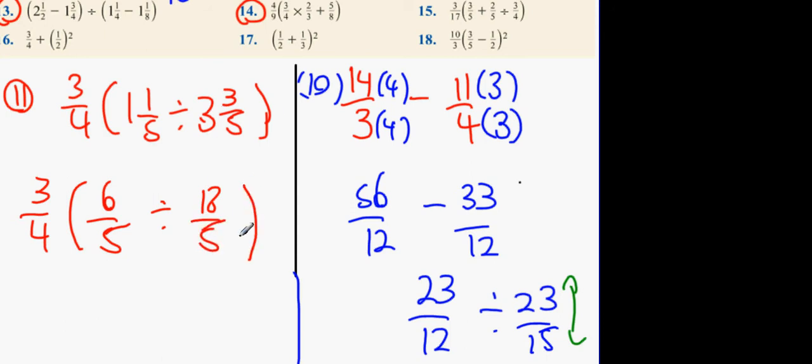What do you do now, Orson? Now flip it upside down. Turn it upside down because it's been multiplied. Well done. And what can you do now?